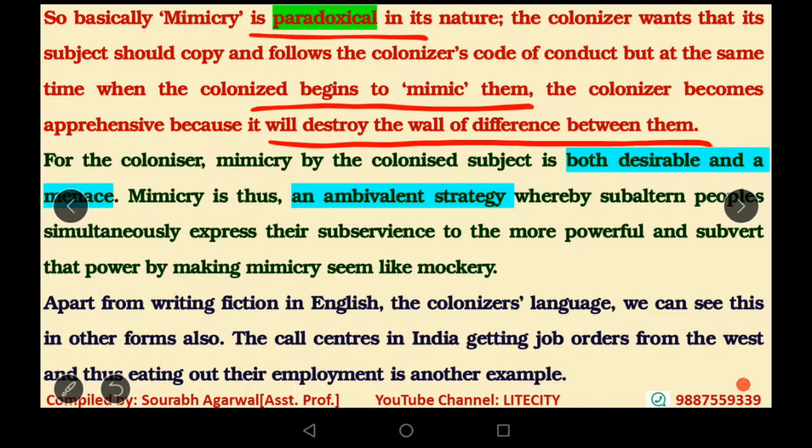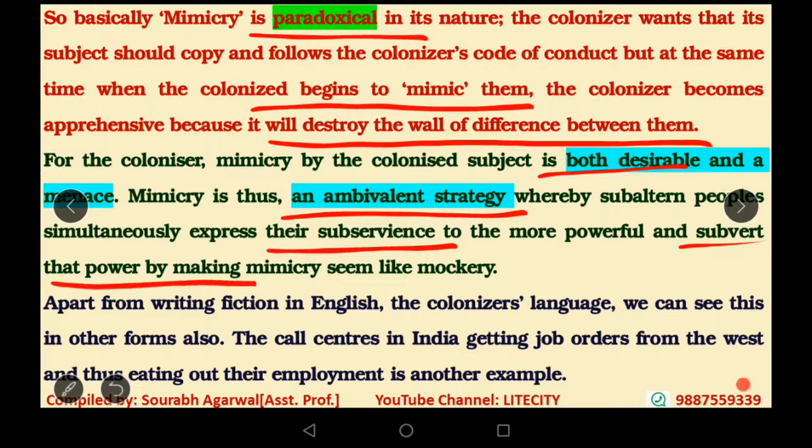For example, if the colonizer British man drinks tea in a china cup and the colonized Indian also drinks tea in a china cup, how can the Britisher, the colonizer, establish his superiority over the colonized? For the colonizer, mimicry by the colonized subject is both desirable at one point, but later it becomes a menace. Mimicry is thus an ambivalent strategy where subaltern people simultaneously express their subservience, their slavery to the more powerful, and at the same time they subvert that power by making mimicry seem like mockery.